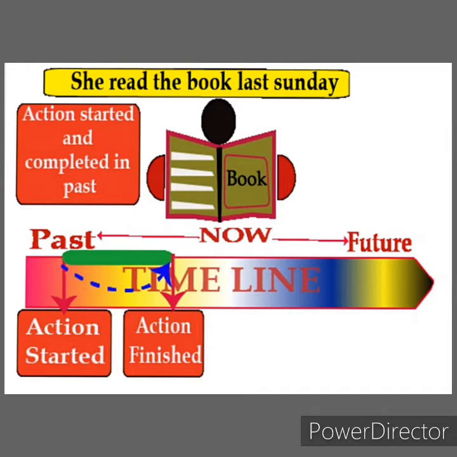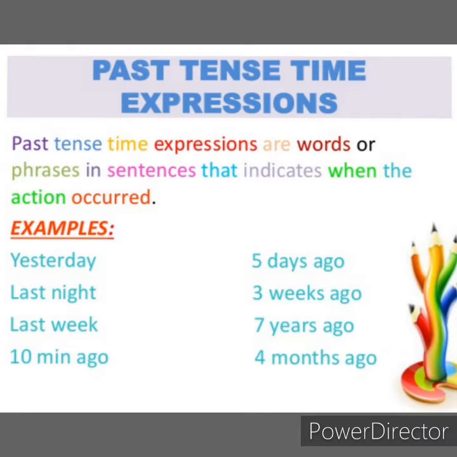For example, she read the book last Sunday. Here, action started and completed in the past. See the timeline. The action of reading book started in the past and also finished in the past. These words of time expressions are used with simple past tense to indicate when the action occurred. For example, yesterday, last night, last week.